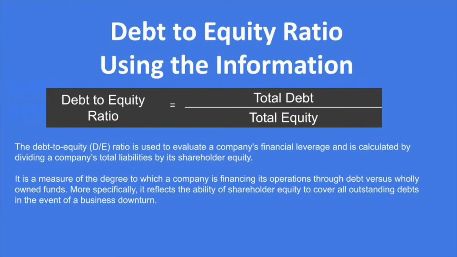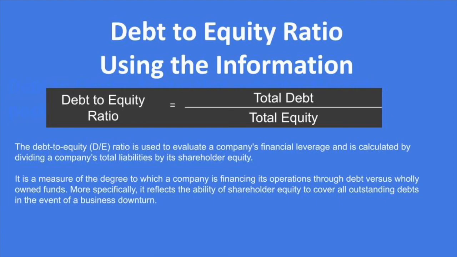What we're doing is looking at the total owed, what's owed by the business. And we know that what's owed by the business is either owed to non-owners, we call it debt, and what's owed to owners, we call that equity. And what we're trying to do is to measure how much of the business's owings are owed to outsiders versus insiders. So it's the degree to which the company is financing its operations through debt versus wholly owned funds.